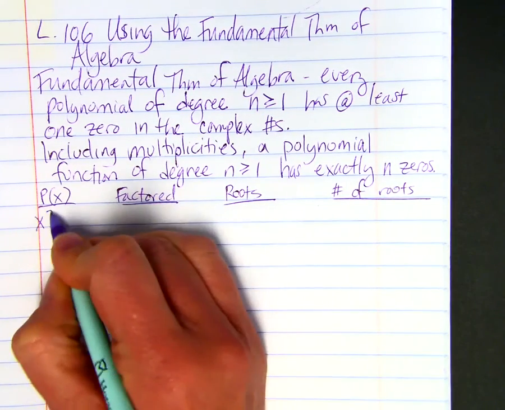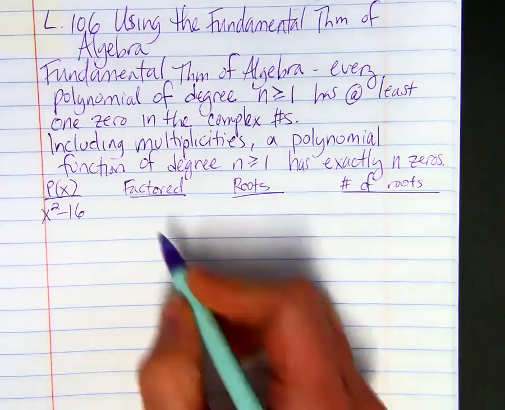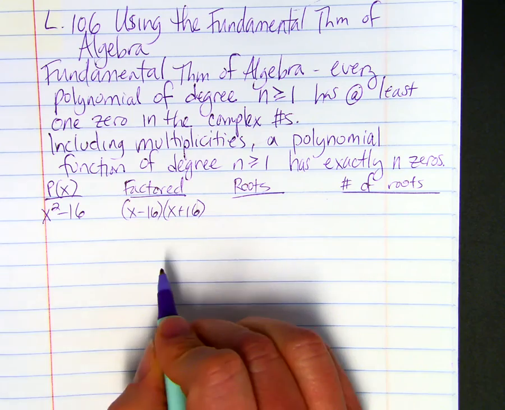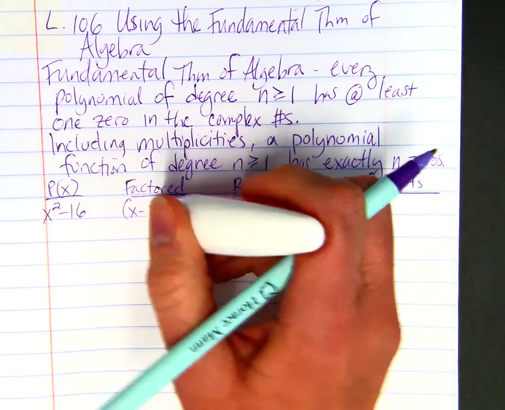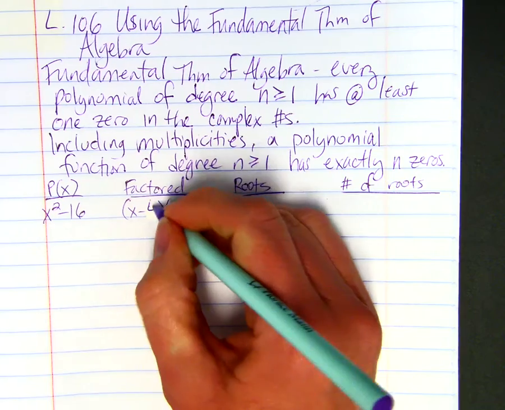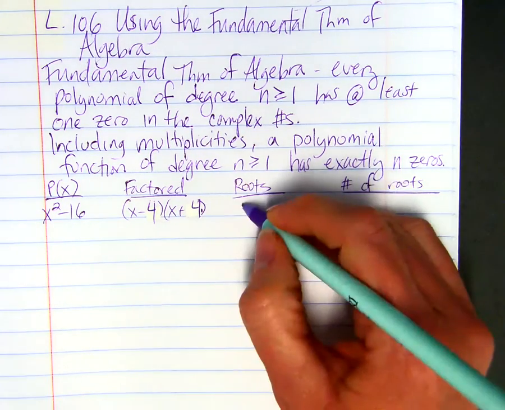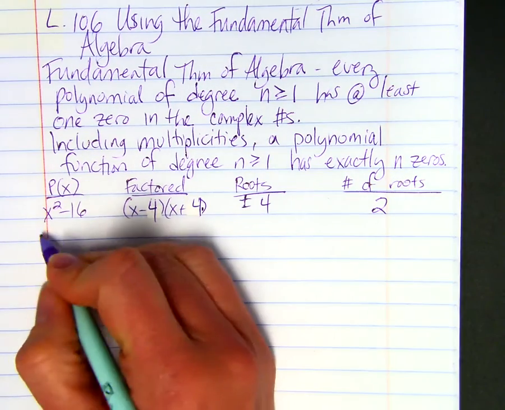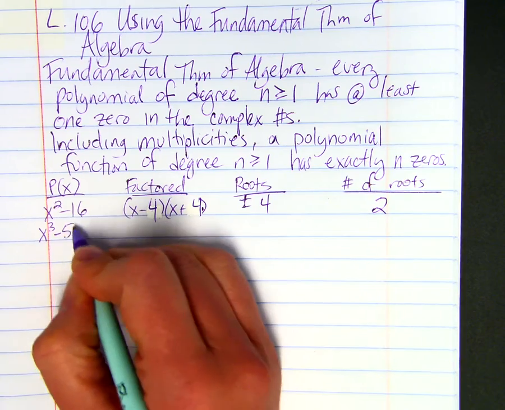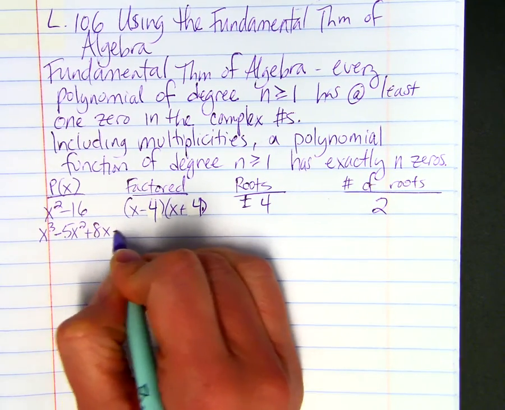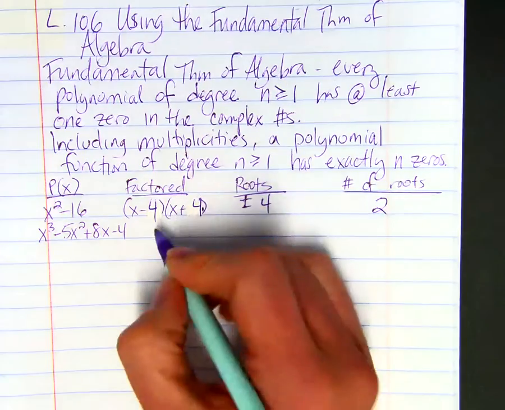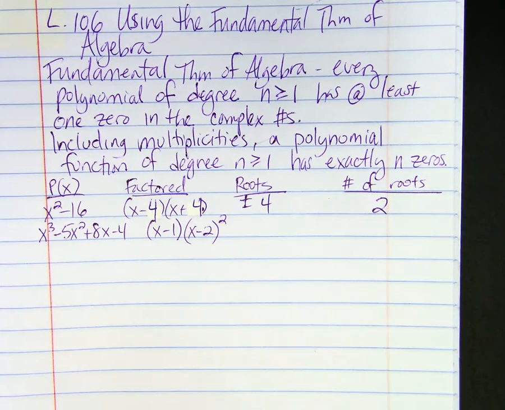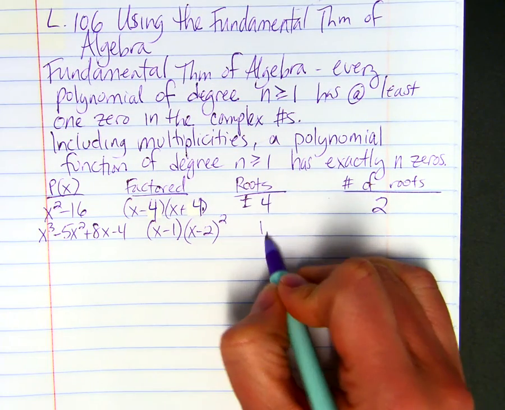So if our polynomial is x squared minus 16, that's a difference of two squares. So we have x minus 4, x plus 4, which means our roots, not 16, 4. So the roots are plus and minus 4, and there's 2 of them. Next, x cubed minus 5x squared plus 8x minus 4. Factored is x minus 1, x minus 2 quantity squared. So the roots are 1 and 2.